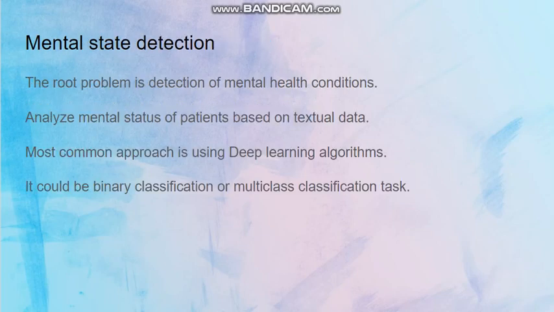Mental state detection. The root problem is detection of mental health conditions. Solutions analyze mental status of patients based on textual data. The most common approach is using deep learning algorithms. It could be a binary classification or multi-class classification task. For example, detecting depression, have depression or not, is binary classification, and detecting several mental illnesses is multi-class classification task.